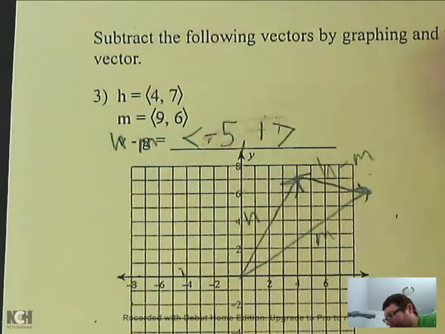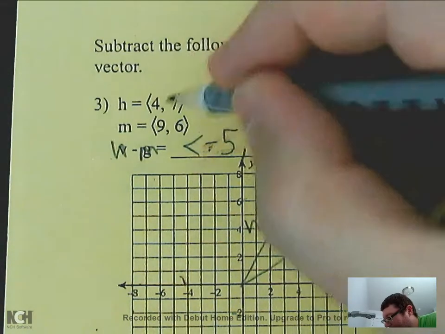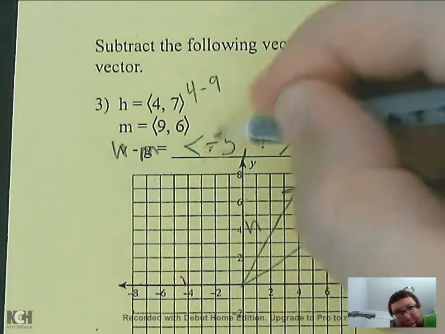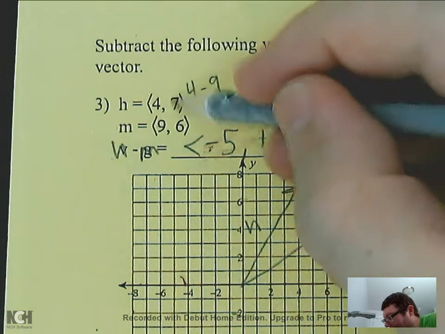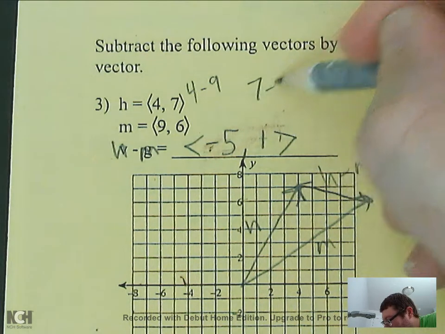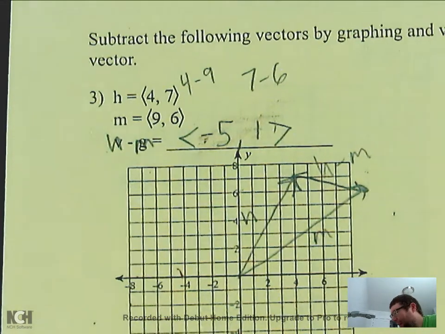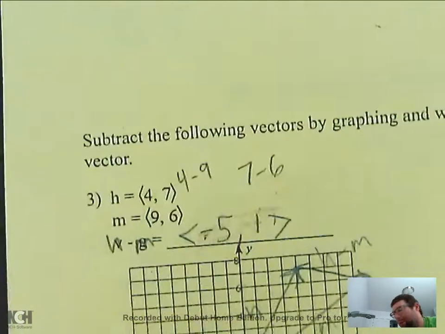With subtraction, it's just subtracting them. Same idea. The first one minus the second one. So 4 minus 9 is negative 5, and 7 minus 6 is 1. So that would be your new components there. So that's all you're really doing when you're adding or subtracting.